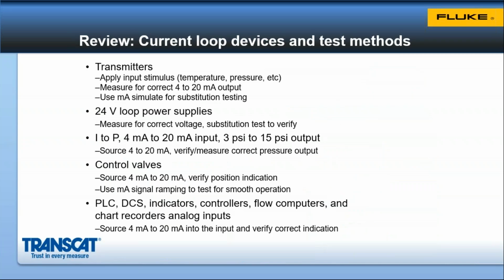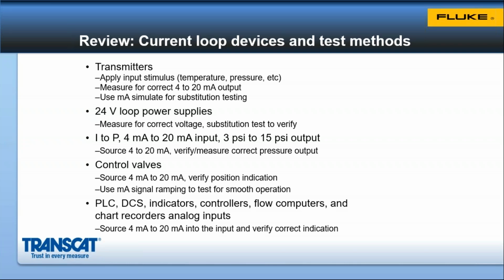So in review, transmitters have input stimulus from a variety of different primary variables. It could be temperature, it could be pressure or flow. And to test, you measure for the correct 4 to 20 milliamp output for that particular input stimulus based on the range of the transmitter. And you can use milliamp simulate for doing a substitution test for verifying if the transmitter is operating correctly.